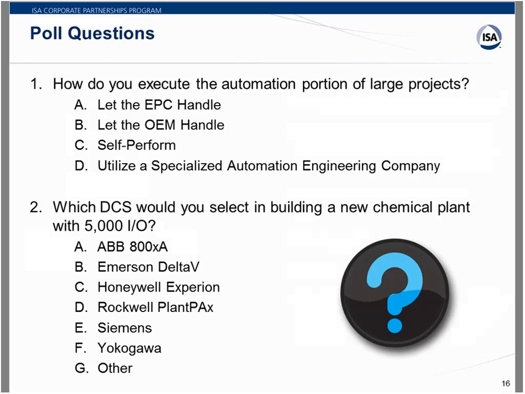And I believe with that, we will go to our poll questions. So I've got two questions here, and this is where you get to chime in. Kind of just curious how y'all execute automation projects, very large projects, obviously not small ones. Do you throw it over the fence to an EPC? Do you let the OEM handle it? Do you self-perform? Or do you use a systems integrator or some kind of an automation company to do it for you? And the second question is, if you were building a 5,000-point I/O system, which system would you use?